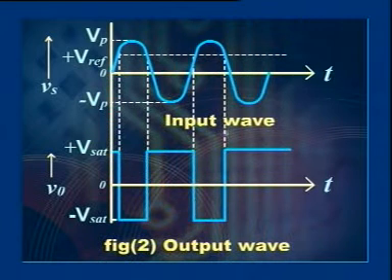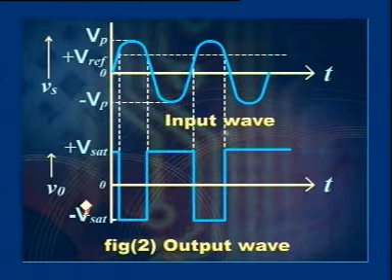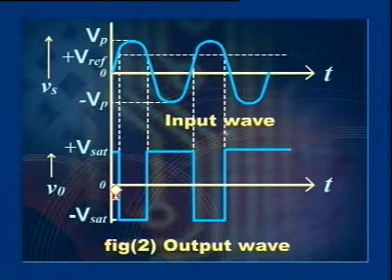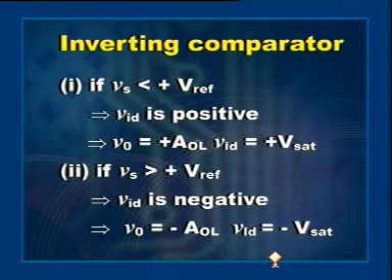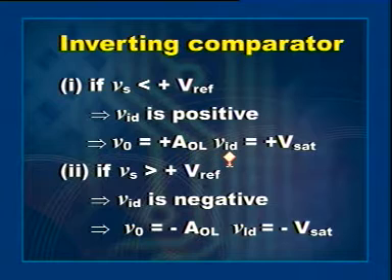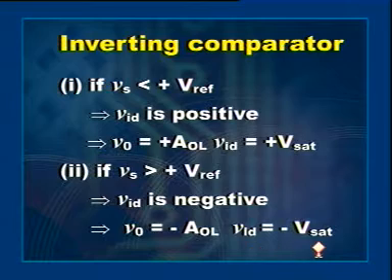As shown in figure 2, it gives plus Vsat when Vs is less than V reference and minus Vsat when Vs is greater than V reference. That is, output is 180 degrees phase shifted from the input. Let us discuss this operation. If Vs is less than V reference, VID is positive. Therefore, V0 equal to plus AOL VID, that equals plus Vsat. If Vs is greater than plus V reference, then VID is negative. That implies V0 equal to minus AOL VID, that equals minus Vsat.